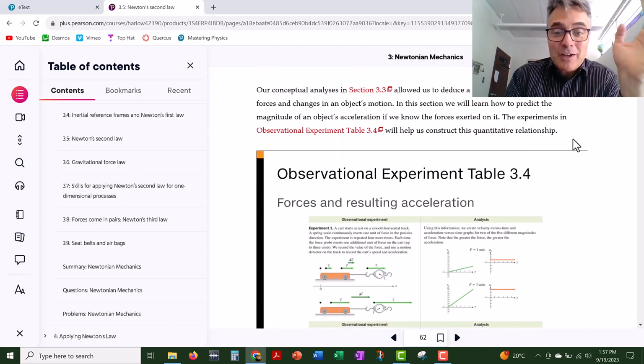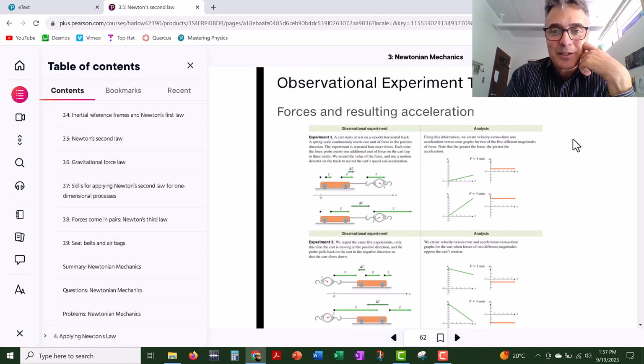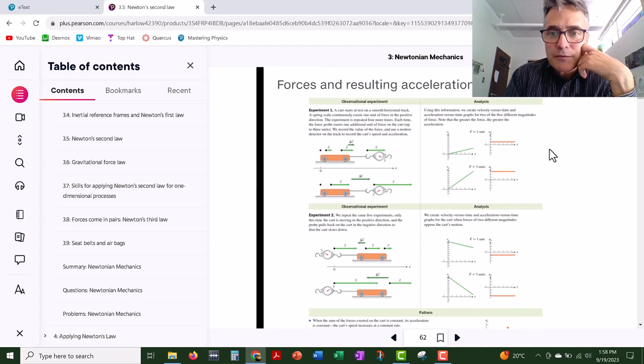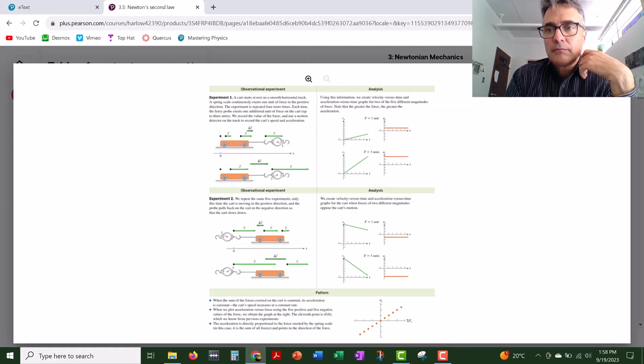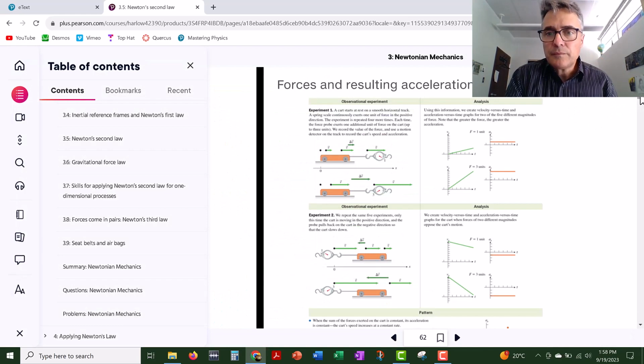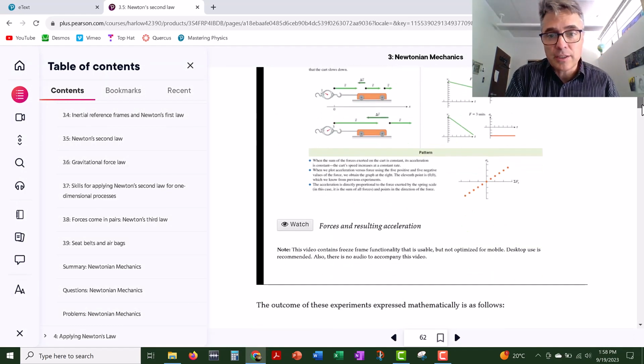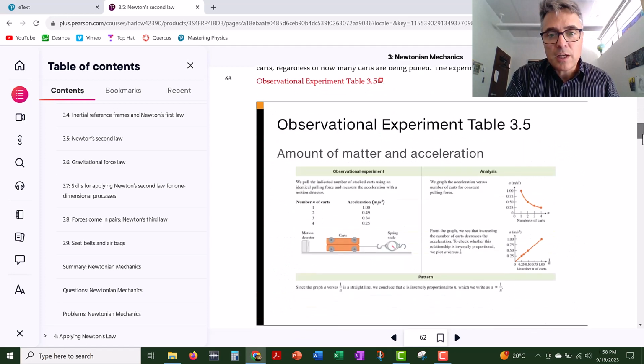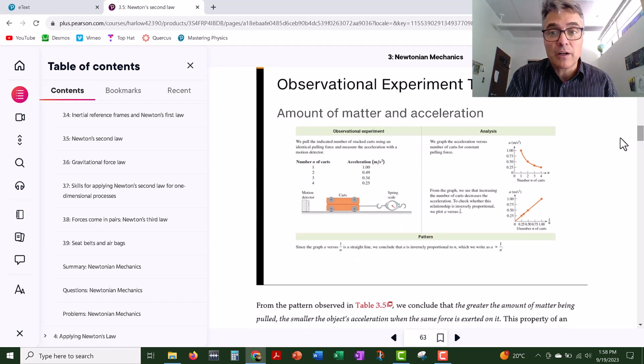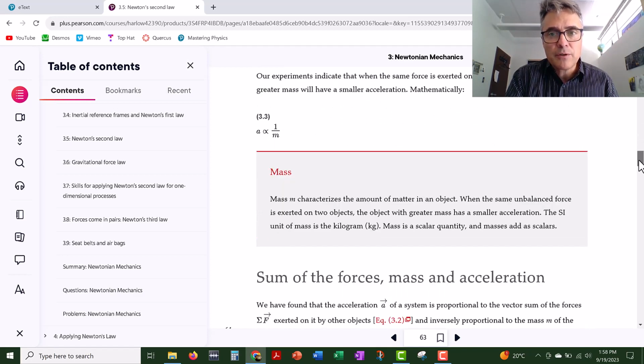Now, section 3.5 goes through some experiments that are quite similar to what you're going to be doing in the second week of practicals. The first thing you imagine is changing the force pulling a cart, and looking at how that changes the acceleration. Then you keep the force the same, but change the mass of the cart and look at how that changes the acceleration. So more force for the same mass gives you a greater acceleration, and more mass for the same force gives you less acceleration.